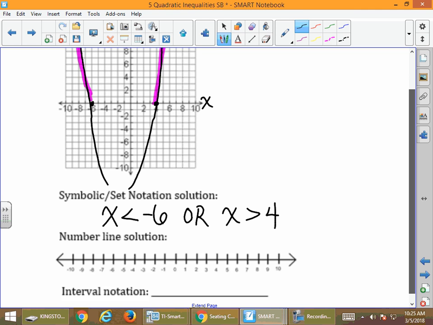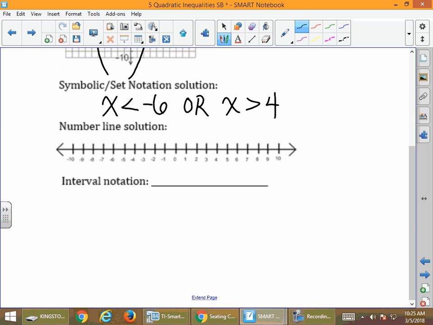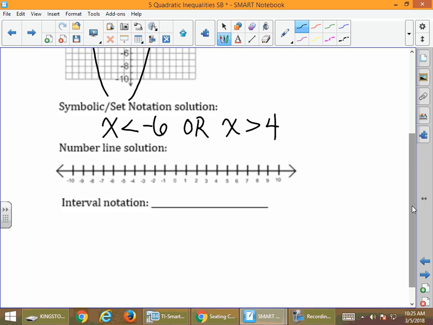Because we have the 2. Every single time you have 2 highlights, 2 parts, then we're going to have to split it up like I just did with the or. In terms of the number line, no equals in there, so we're going to have an open circle. We're going towards the left, and we're going towards the right, but there's not a filled-in circle because there's no equals on there.